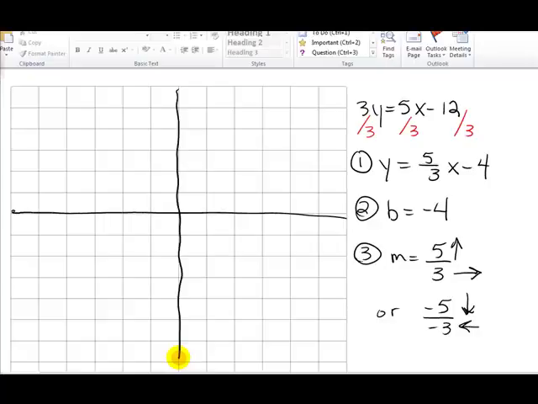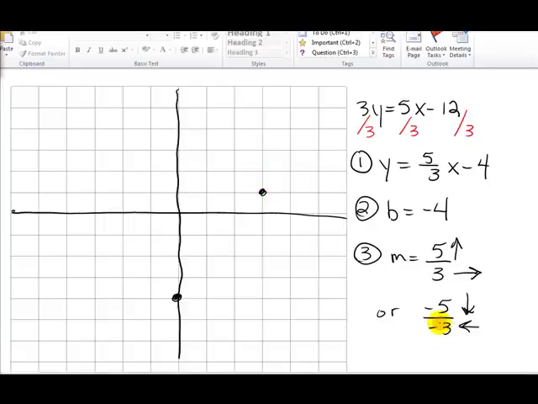All right, so this time we begin on -4, and it's always on the y. Begin on y. So 1, 2, 3, 4. There's my first point. From there, I'm going to go up 5. 1, 2, 3, 4, 5, and over 3. 1, 2, 3. Put a dot.